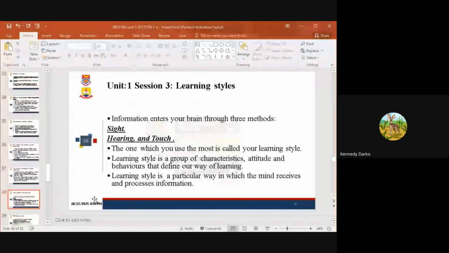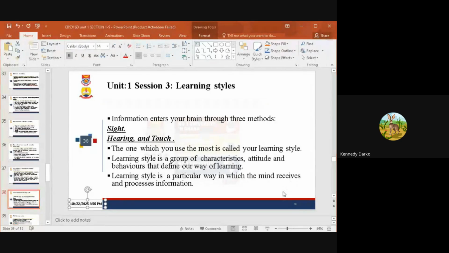We are saying that a learning style is a group of characteristics, attitudes, and behaviors that define our way of learning. So our way of learning is being defined by these attitudes. Our learning characteristics. So learning style is a particular way in which the mind receives and processes information. So that is the learning style.